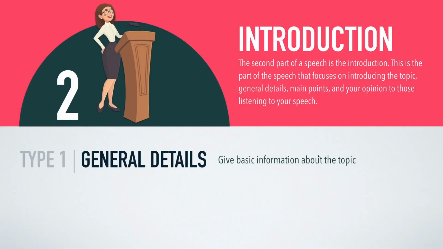So here we go. Again, for the introduction, type 1, general details. You can give basic information about the topic. There are different types of introductions, but with the general details type of introduction, you're just literally, again, giving them a foundation so that they are on the same page. They are with you as you start your speech.